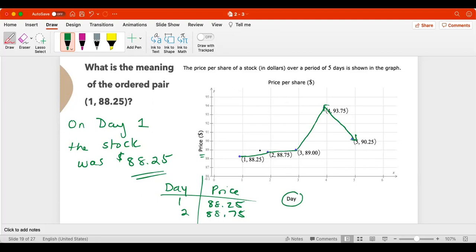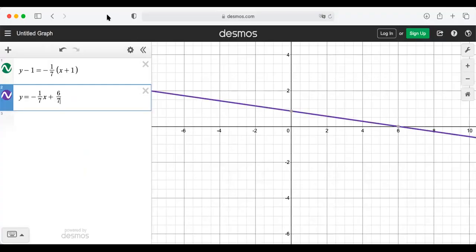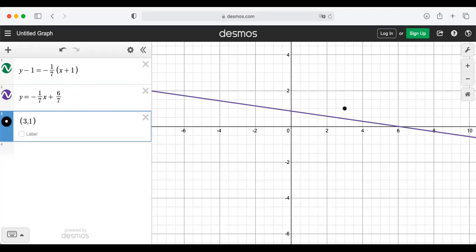Okay, I did mention that you can graph points in Desmos. I want to do that real quick, just show you how to do that. All you need to do is, if we switch back over to the graph, I'm going to go back here. Yeah, that's all you have to do.